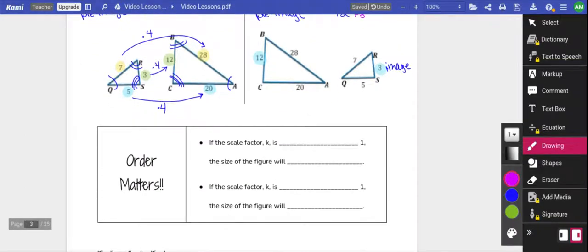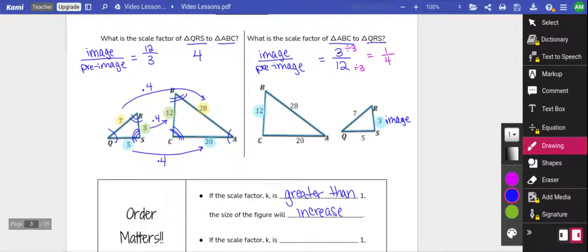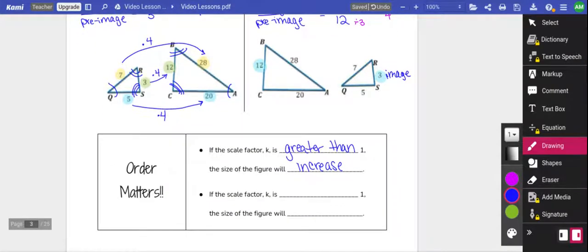And order matters, guys. If the scale factor, or K, is greater than 1, the size of the figure will increase. Look at the shape on the left. It got bigger when the scale factor was bigger than 1. Compare that to the one on the right. If the scale factor is less than 1, the size of your figure will decrease.